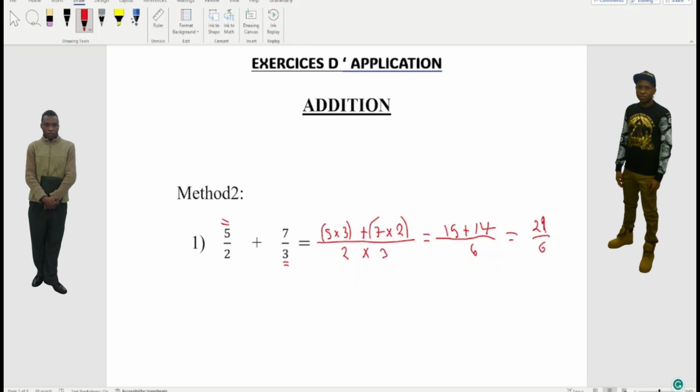29. That's the answer. In case you don't see it, because some students struggle to understand, they're going to say, what? How did you get this? How did you do this? That's the way of doing it. That way you can see.